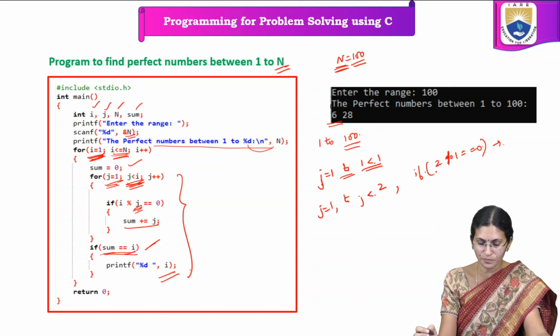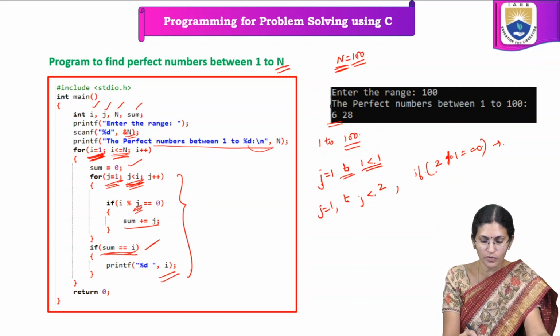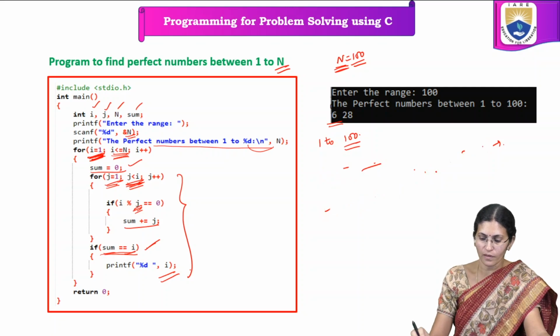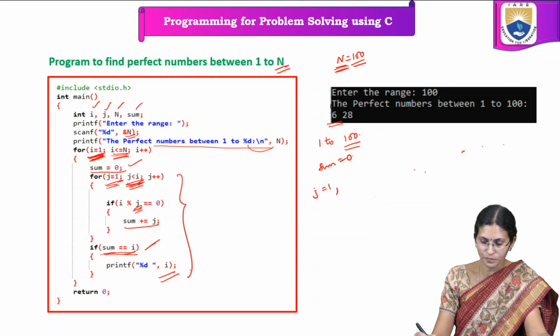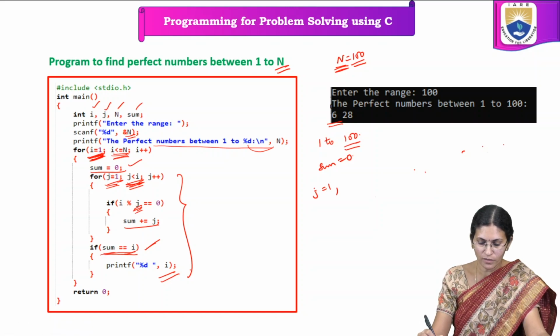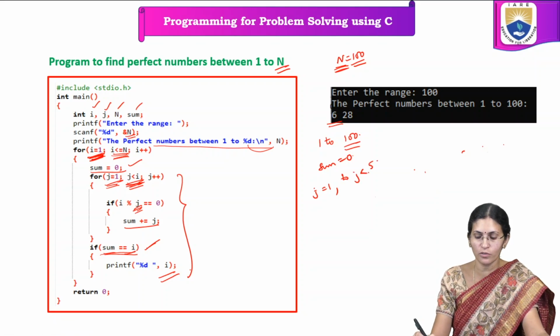From 1 to 5, there are no perfect numbers. So suppose I is equal to 6. When I is equal to 6, the initial value of sum is equal to 0. So sum is 0, and the j value will start from j is equal to 1. So j will vary while j is less than I, so j is equal to 1 to 5.